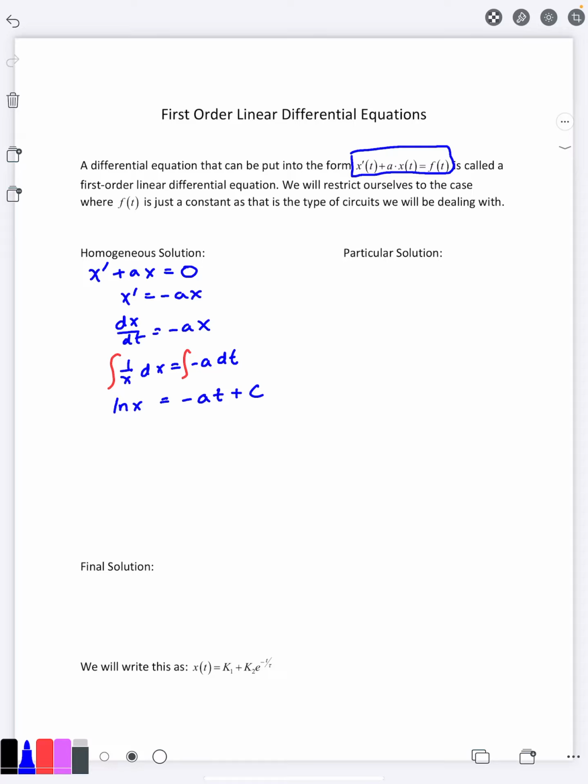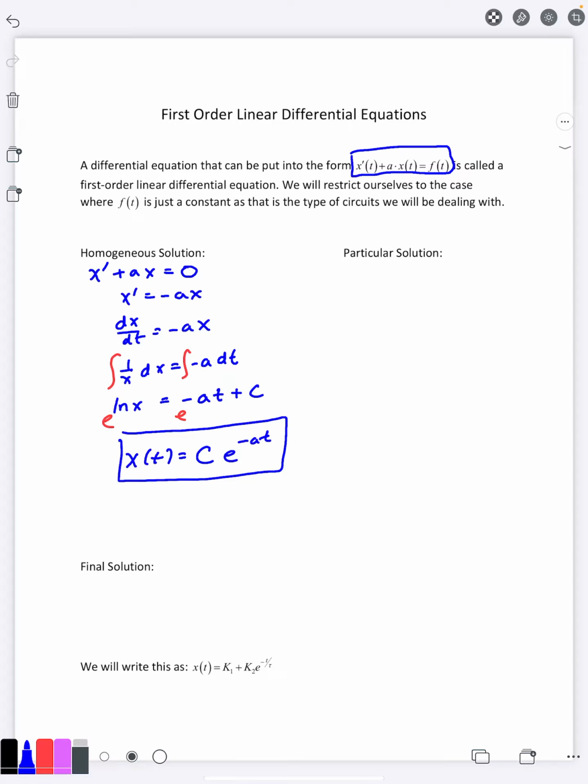Then finally, to solve for x, we raise e to both sides here. Now e to two things added, you can make it e to the first thing times e to the second. And e to some number is just going to be some other number. So we usually write this as the following here. X of t is equal to some constant, c, times e to the negative at. That's our homogeneous solution for these.